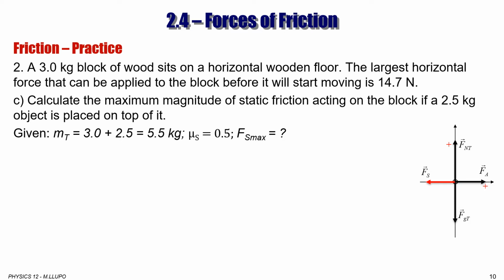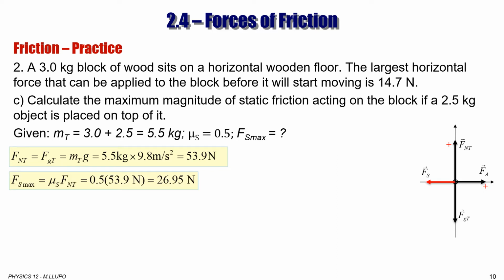So we draw a free body diagram as before, no change there. So Fn is equal to Fg, but now we have a total. So Fn total is equal to Fg total, which is equal to mass total times g, which is 5.5 kilogram times 9.8, equal to 53.9 Newton. Now, we know from the formula that the maximum static force of friction is equal to mu s Fn total. So 0.5 times 53.9 Newton is equal to 26.95 Newton.